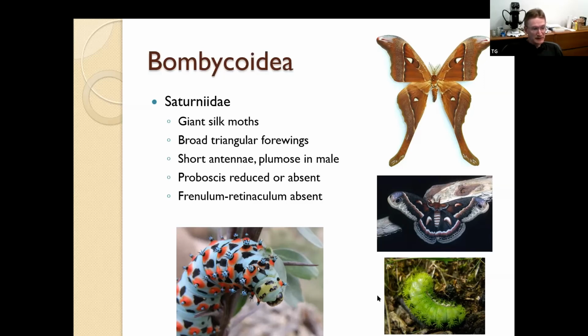Here's some of the distinctive larvae down here in the bottom. The one in the bottom right is an Io moth. And again, that's a stinging caterpillar. You can see the little stingers there on the caterpillar. So something you want to be careful about handling.